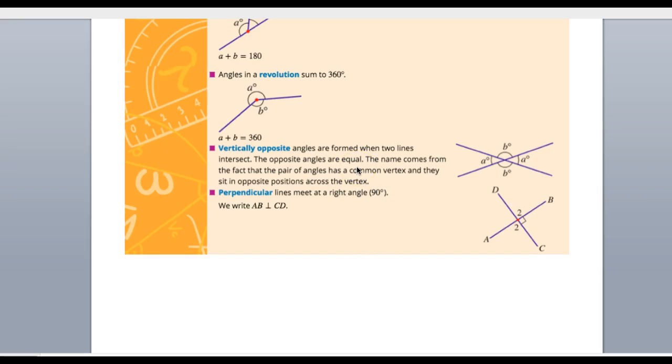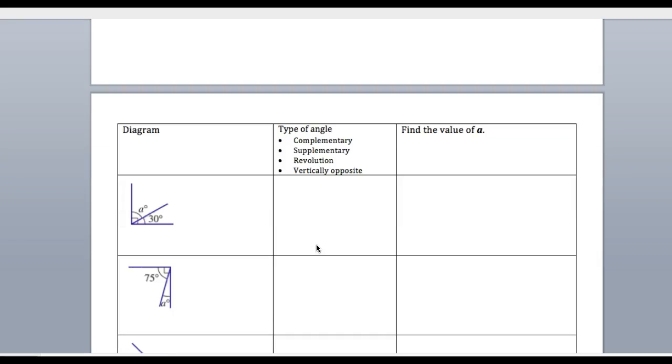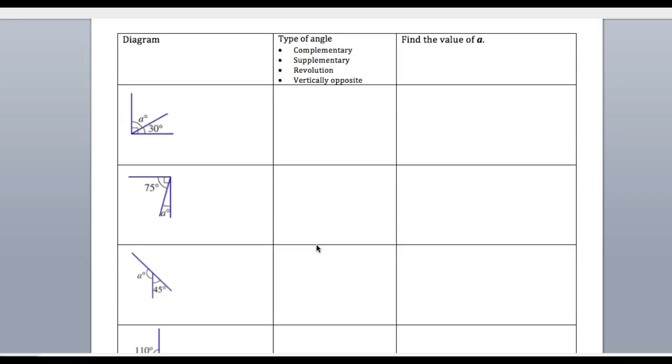These ones here are a little bit harder. So vertically opposite. So angles here A and A, they're the same, and B are the same. Perpendicular angles meet at 90 degrees. So you can see here line AB is perpendicular to line CD, and perpendicular lines are given by this symbol here. All right, so in this table, I'll go through some of them, but not all of them.